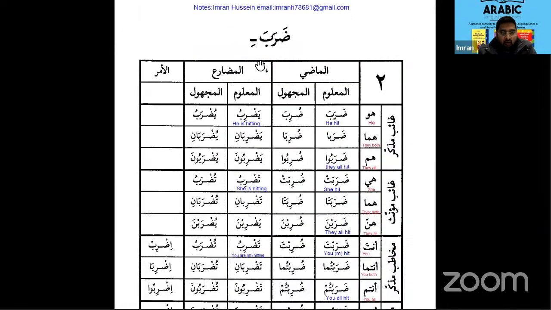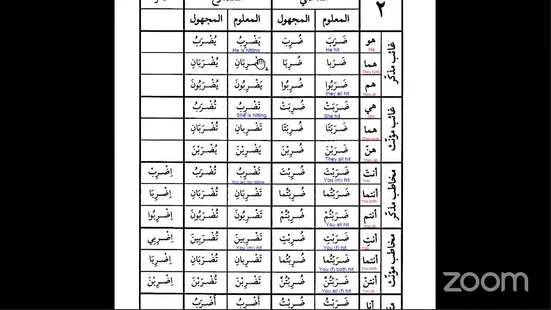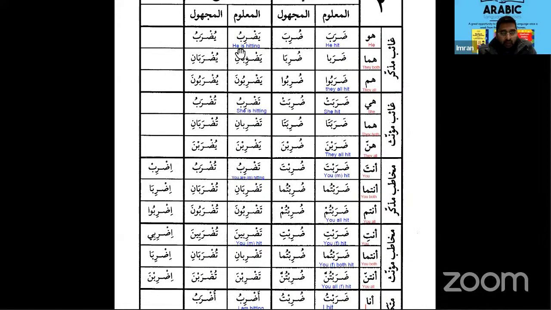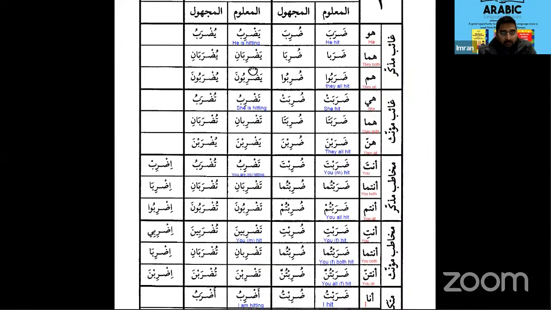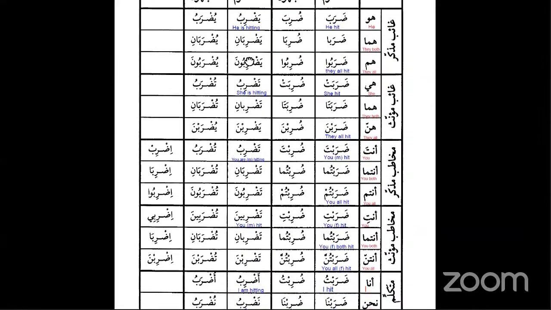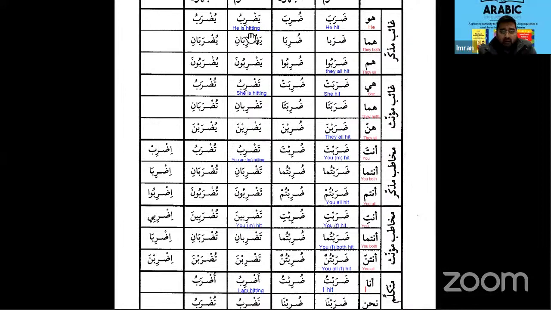Agha Hassan Ali, assalamu alaikum. Can you kindly do for me yadribuna? Yadribu is now here. You will see the ra in the present tense is coming with a kasra. Agha Hassan Ali, are you there? Okay. Bismillah ar-Rahman ar-Rahim.